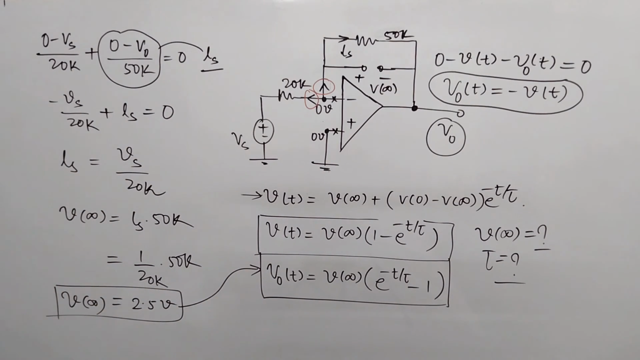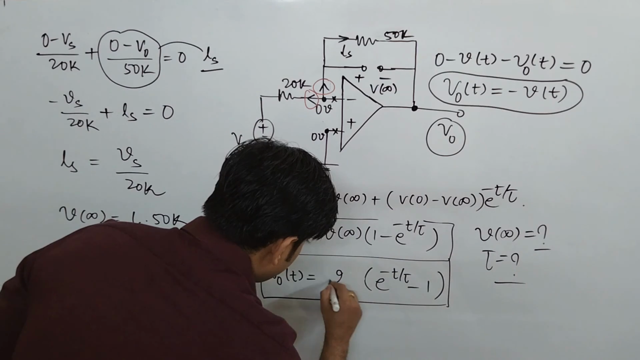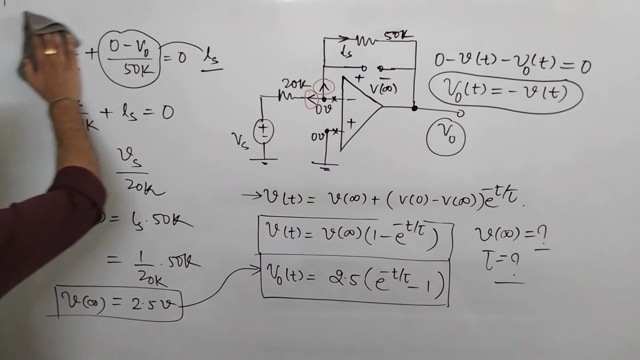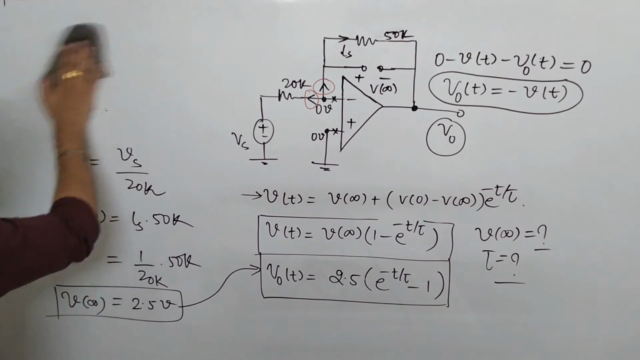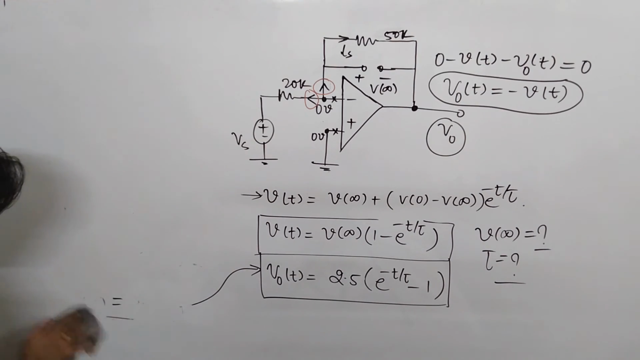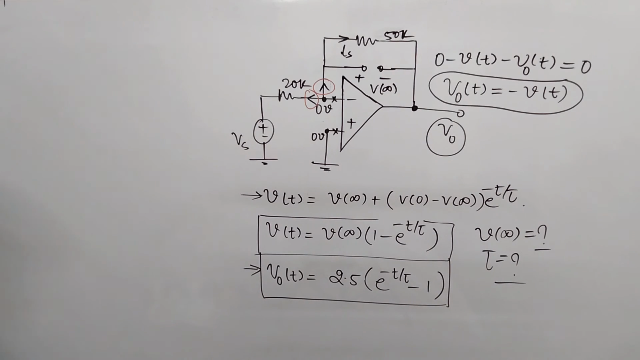So from here you can get the value of V naught t as 2.5 into (e to the power minus t by tau minus 1). Now the last thing, you have to find the value of tau. You will see how we find this value. Just by repeating the video, try to understand it. Although it is a very simple method and very simple procedure I am explaining here, just to understand.